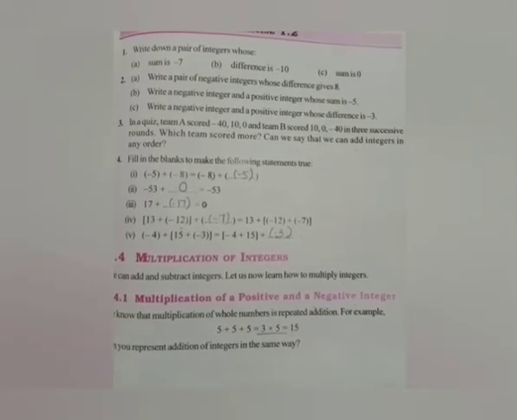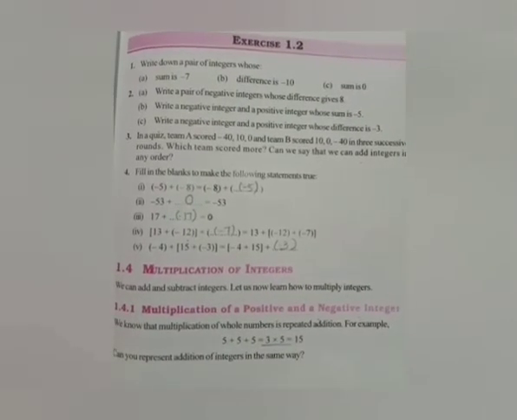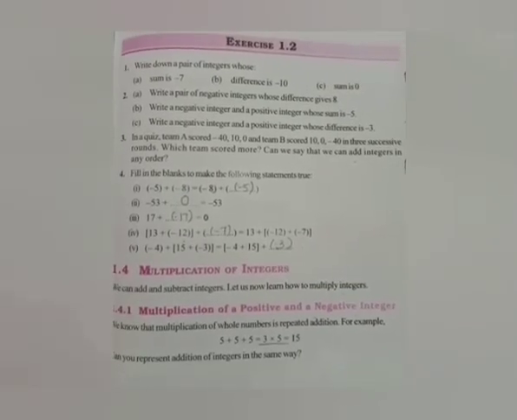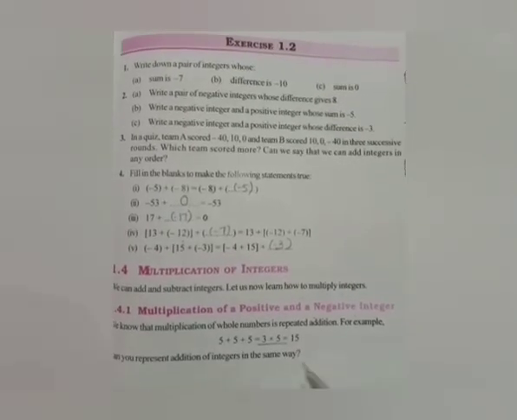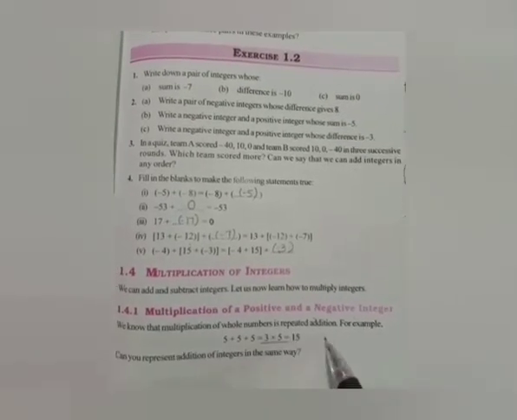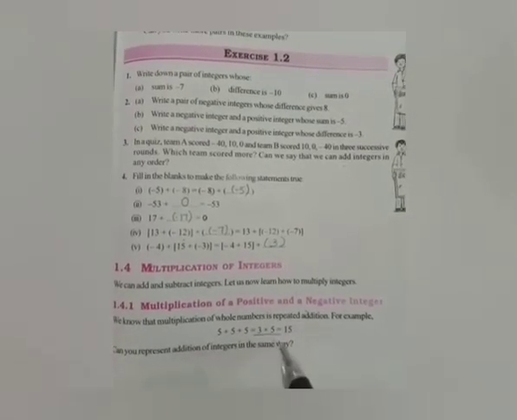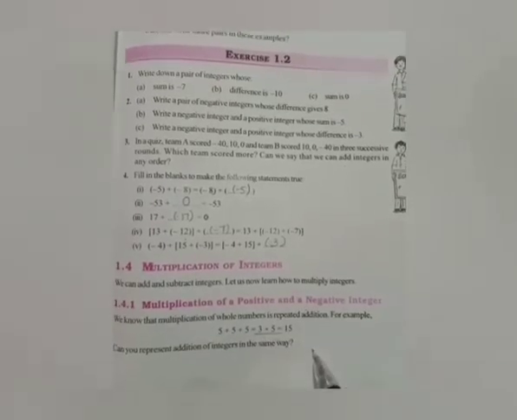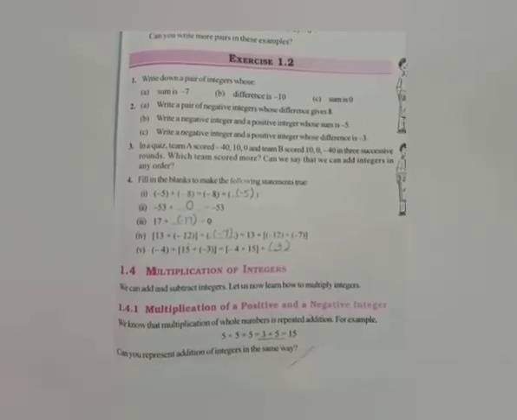The multiplication of integers. Here we have to find out the multiplication of a positive and a negative integer. When we multiply whole numbers, 5 plus 5 plus 5, here 5 is added 3 times, so we get 15. Can we represent the addition of integers in the same way, that is, minus 5 plus minus 5 plus minus 5? That we have to find out.